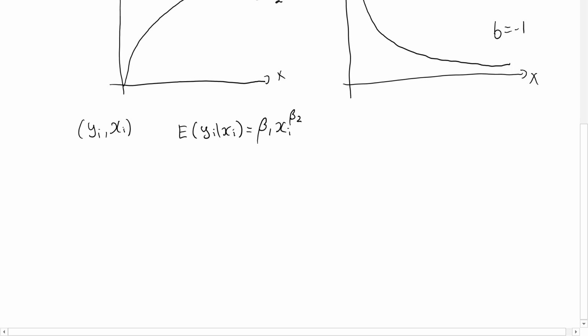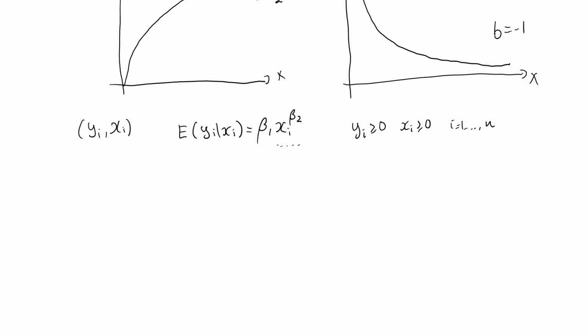Now if I want to use this model, then we typically have the case that yi is greater than or equal to 0 and xi is greater than or equal to 0 for all i. And that is simply to avoid, for example, if beta 2 is 1/2, taking the square root of negative values. And if xi is greater than or equal to 0, then yi will be greater than or equal to 0. Well, at least the expected value will. But this is, of course, still not a statistical model because we need some randomness as well.